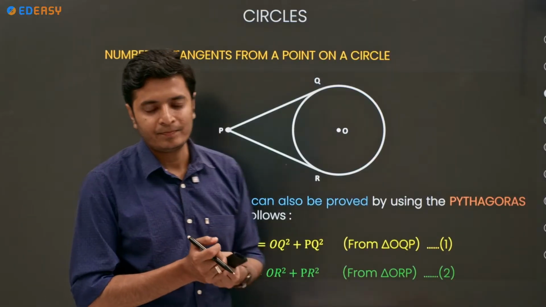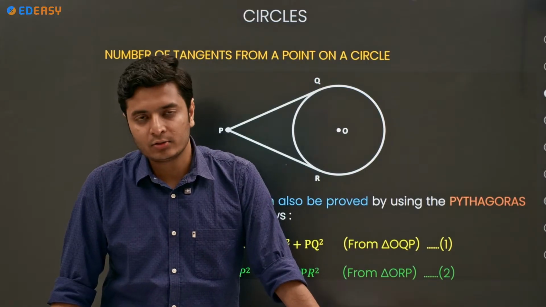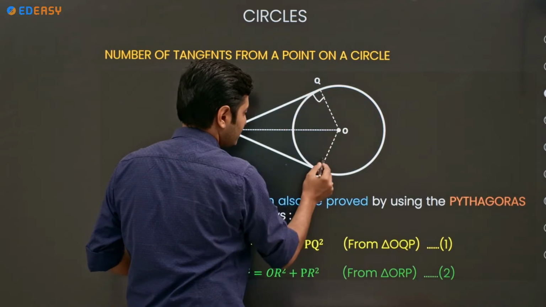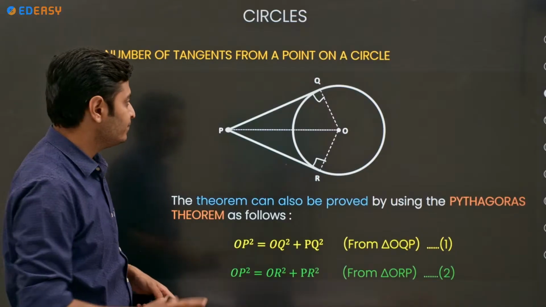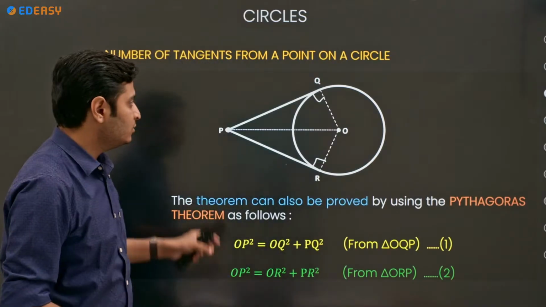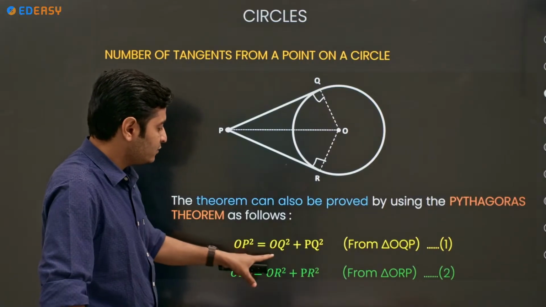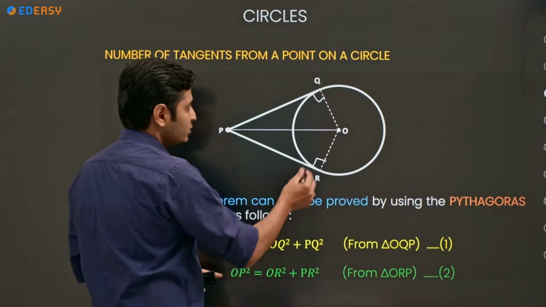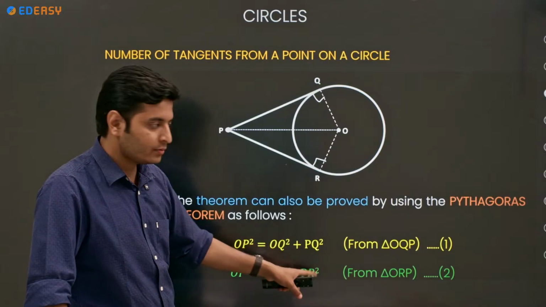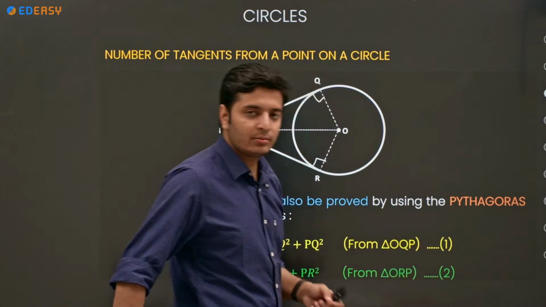We know what the Pythagoras theorem is. Square of hypotenuse will always be equal to the sum of squares of the other two sides, correct? So here we know that in this triangle, this is 90 degrees, this is 90 degrees because of theorem 10.1. So it means OP is the hypotenuse for both the triangles. Now for triangle PQO, OP square is equal to the sum of squares of the other two sides, means OQ square plus PQ square. So OP square is OQ square plus PQ square from triangle OQP. So this you can consider as equation number 1.